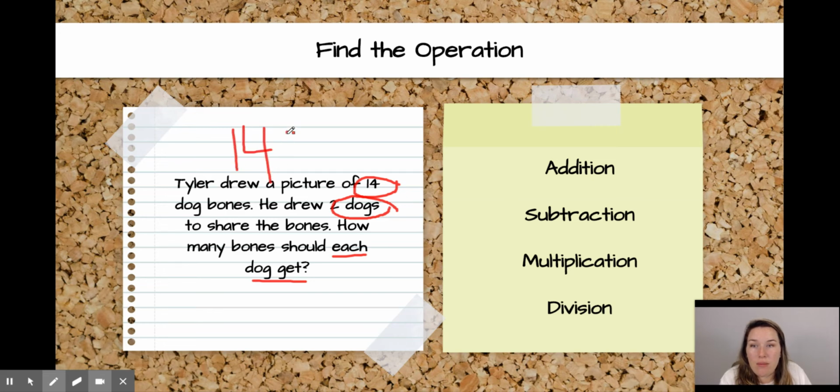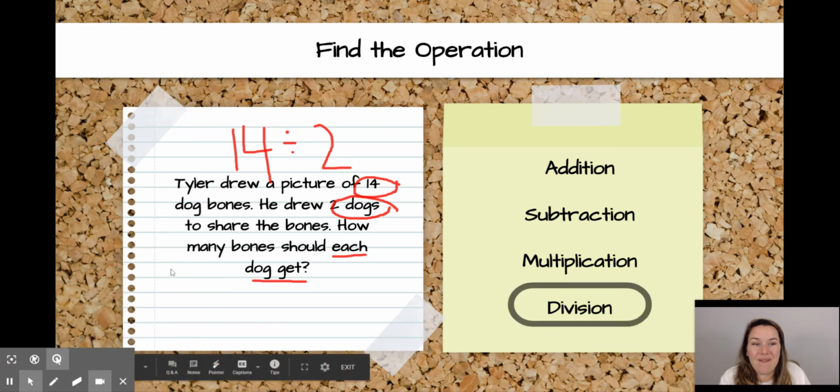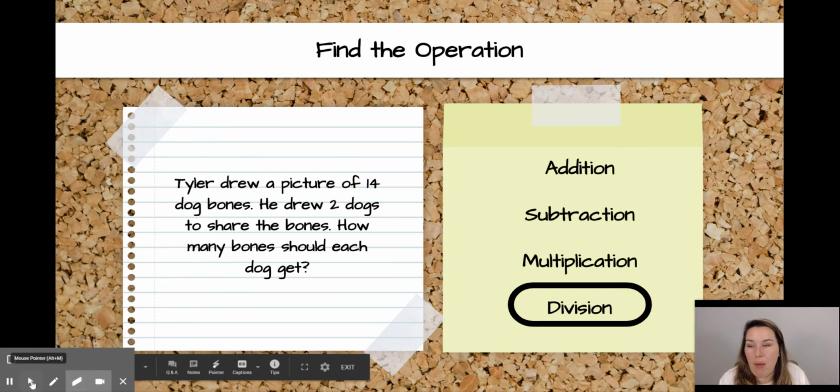So it'd be 14 bones divided by 2 dogs. And that's how you would find the answer to this question. This would be division because you're splitting up a total into equal groups. Both dogs are going to need to get the same amount of bones.